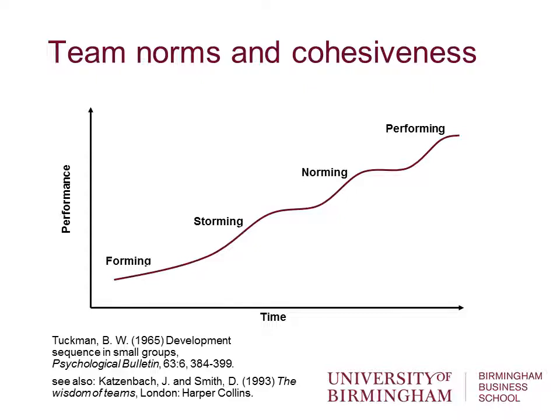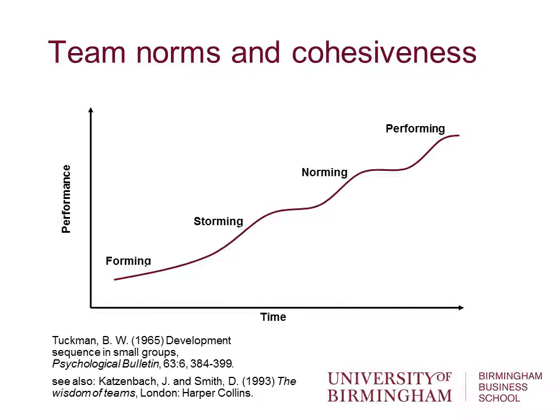Okay, Tuckman came up with this very, very useful model, which he talks about as team cohesiveness. So he argued that teams or groups of people come together to form a team. At the early stages, they are in a forming stage. They're getting to know each other. They're working out what they have to do. Their performance on their task is quite low.